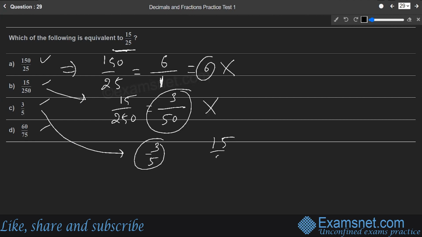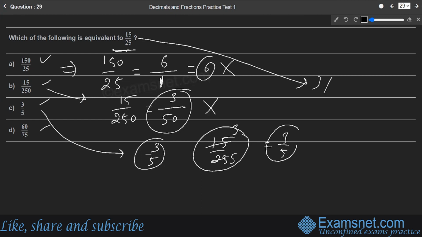So let us operate 15 by 25, which was given to us. 5 cuts both the numbers. So 5 threes are 15 and 5 fives are 25. So it is 3 by 5. So yes, our actual expression is also 3 by 5, and option C also has 3 by 5. So this is what 15 by 25 is equivalent to, that is 3 by 5. Option number C becomes the right answer.